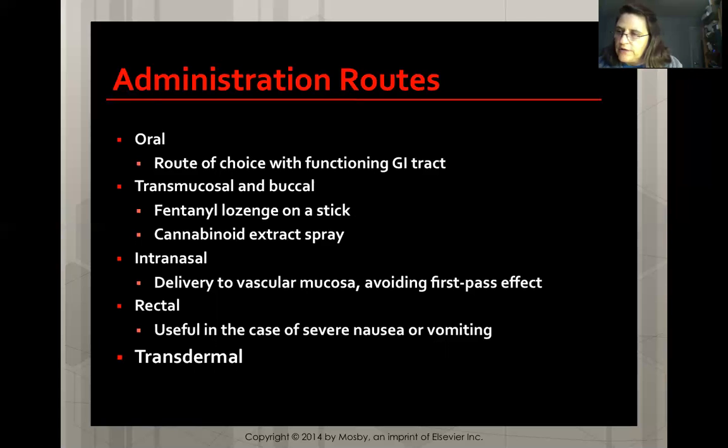We can use a rectal approach. That's also a very mucosal area, so if someone is not able to keep something down because of nausea and vomiting, you can use rectal or even vaginal for that matter. Transdermal: you can put a transdermal patch on non-hairy skin, or you can put it on hairy skin and pull it off, and then it's non-hairy. Either way works.